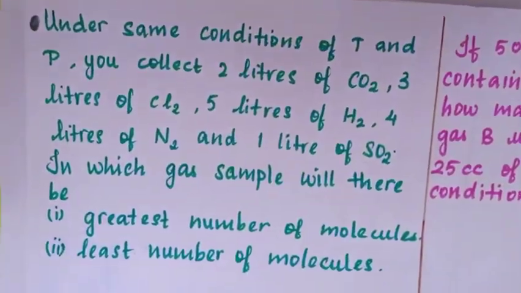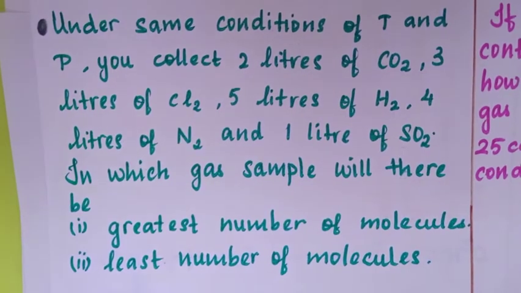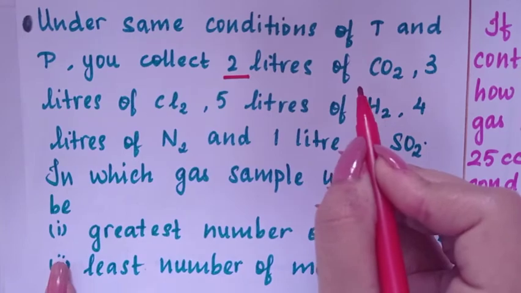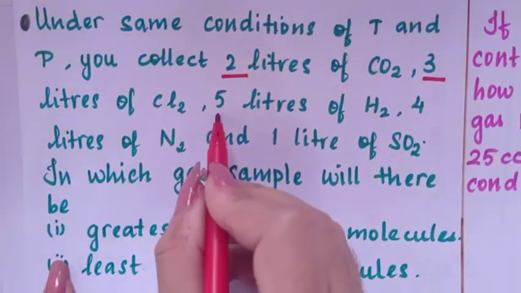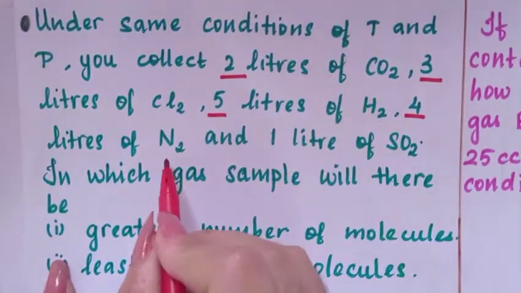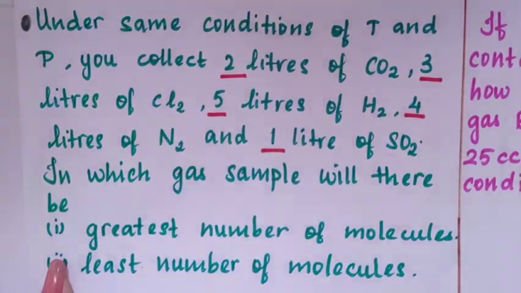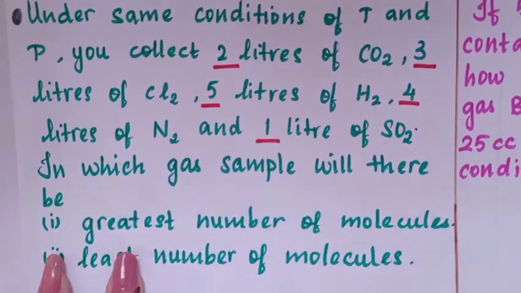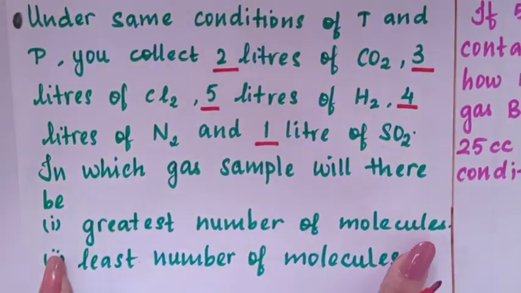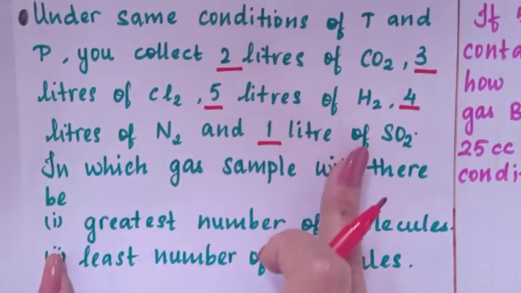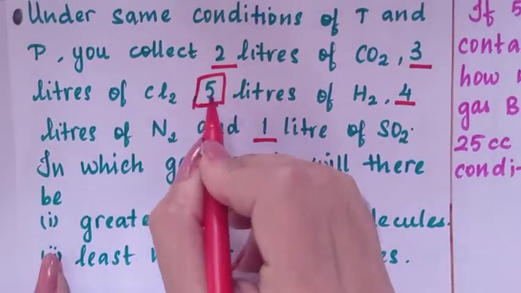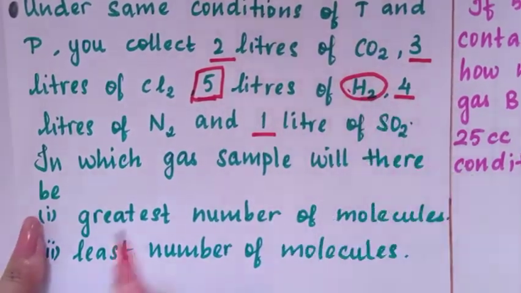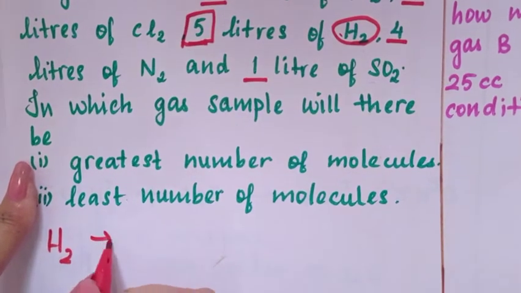See the first problem. Under same conditions of temperature and pressure, you collect 2 liters of carbon dioxide, 3 liters of Cl2, 5 liters of H2, 4 liters of N2 and 1 liter of SO2. We should find which of these gases will have the greatest number of molecules. Just see these numbers, which is more? 5. The 5 liter gas will have the greatest number of molecules, which is hydrogen. Hydrogen will have the greatest number of molecules.